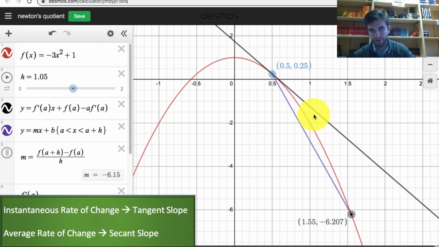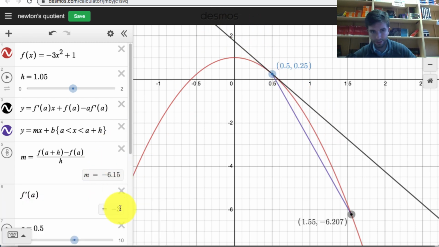But how do we find the slope of a line where we only know 1 point on the line? Well, if we look at the slope of this purple line, which I have calculated here, negative 6.15, and compare that to the slope of the tangent line, which I have calculated here as negative 3, watch what happens when I slide this point closer to this blue point here. Watch what happens to the slope of the secants compared to the slope of the tangent.